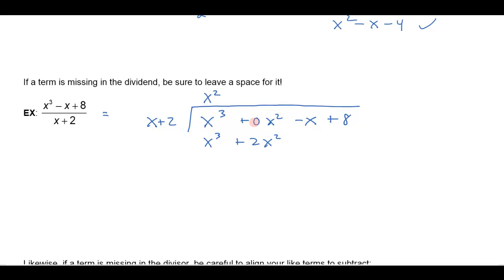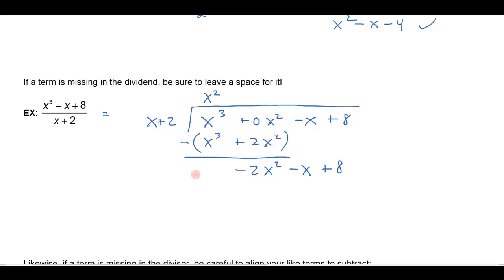Now it's really important that I have a space here, because if you didn't do that, then you'd be trying to subtract the negative x minus the 2x squared, and they're different terms. So that's why it's important to account for any missing terms here. So go ahead and subtract. X cubed minus x cubed is 0. Nothing. 0x squared minus 2x squared is a negative 2x squared.